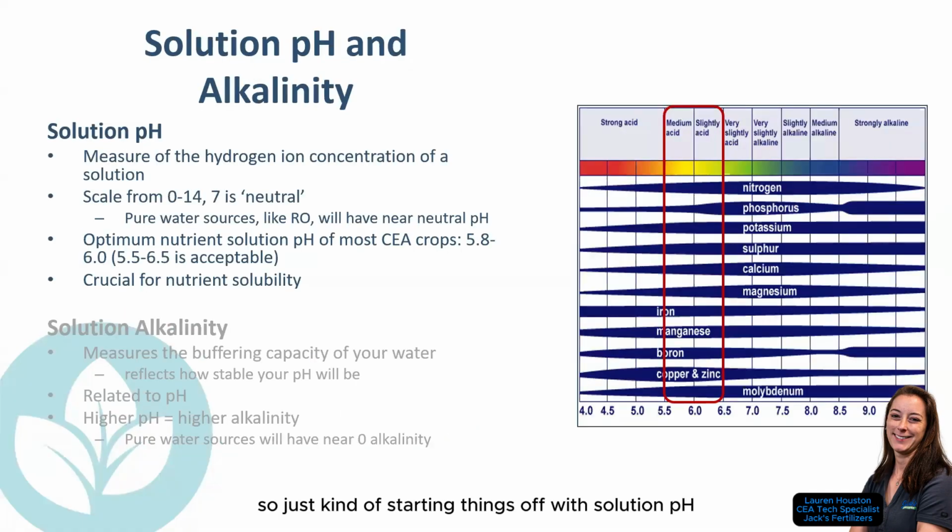So just starting things off with solution pH. Solution pH is the measurement of the hydrogen ion concentration in a solution. But really all you need to know is that it's how we rate whether a solution is acidic or basic. So pH has a total range from 0 to 14, where 7 is completely neutral. In pure water sources like RO water or deionized water, your pH would be near neutral. Most RO and DI water sources I've seen range from 6 to 8, but it's pretty close to neutral.